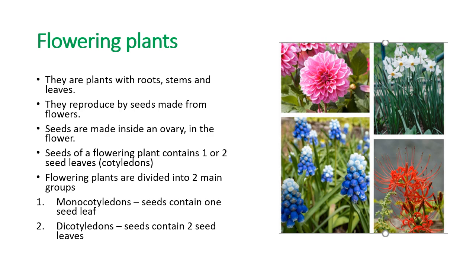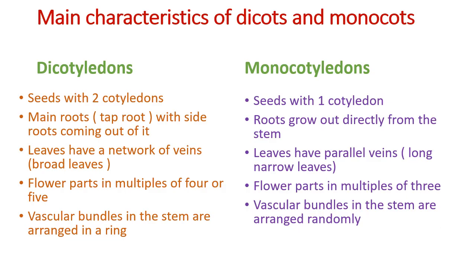So, according to the number of cotyledons the seed has, we can have two main types of plants: monocotyledons, which contain one seed leaf, and dicotyledons, which contain two seed leaves. Main characteristics of dicotyledons and monocotyledons. Here is a very basic comparison of dicots and monocots. Dicots have seeds with two cotyledons or two seed leaves, while monocots have seeds with a single seed leaf.